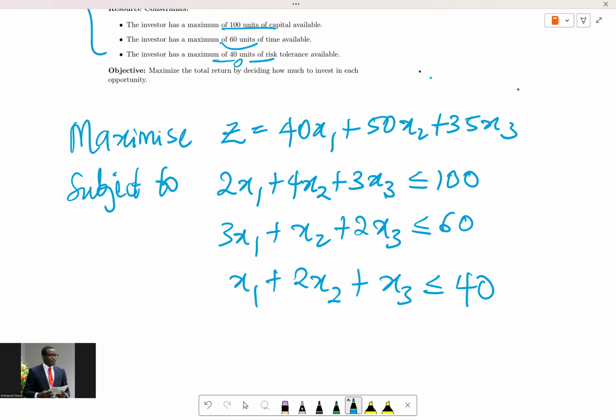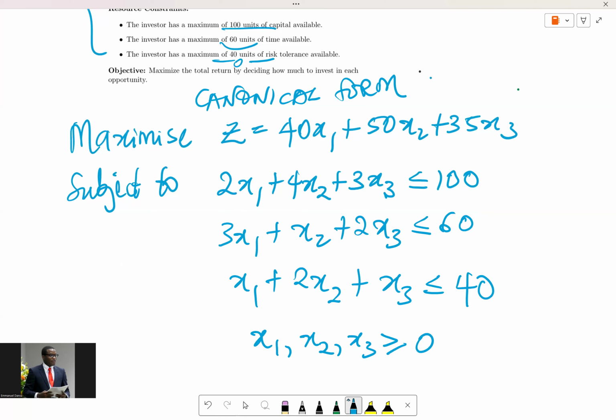Of course, we need the non-negativity constraints that x1, x2, and x3 are all greater than or equal to 0. So that's all we have. And that's the canonical form. That's more like the original form in which the question comes. For us to be able to use the simplex method, we need to convert from the canonical form to standard form. So that's what we are going to do next.